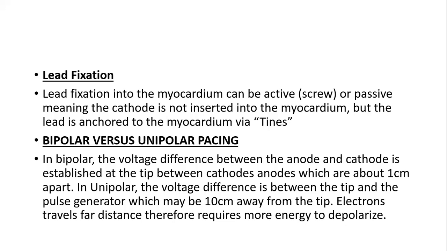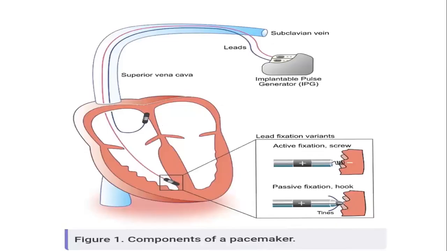So just as I mentioned, we have bipolar versus unipolar pacing. In bipolar, the cathode and anode are usually embedded on the tip, and they are not that far apart, with a distance of just about 1 centimeter, while in the unipolar, the distance between the cathode and the anode can be as much as 10 centimeters, from the tip where the cathode is located. So the electrons will travel a far distance here, and that will mean that more energy will be needed to depolarize the cardiac myocyte.